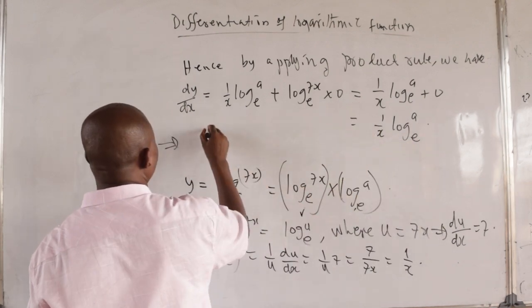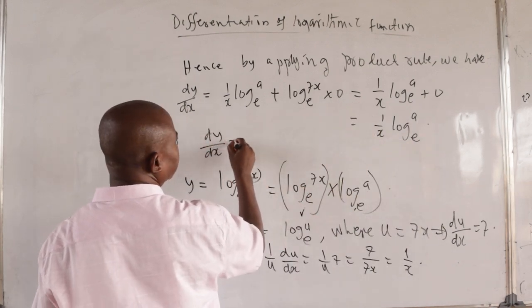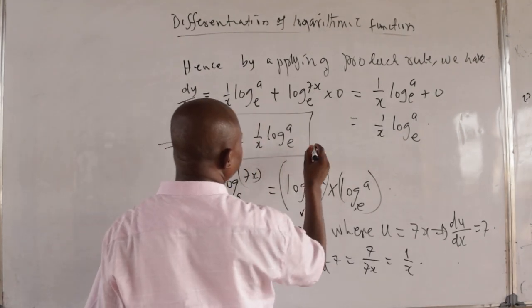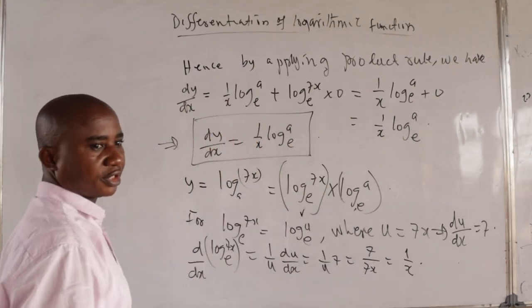Therefore, dy by dx is 1 on x e. So this is the result of computing the derivative.